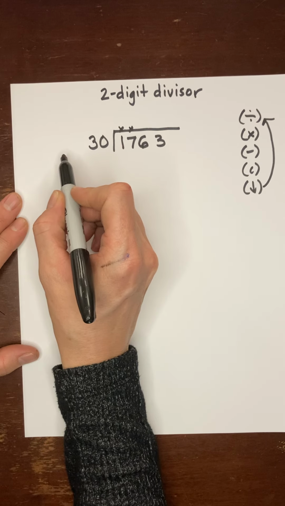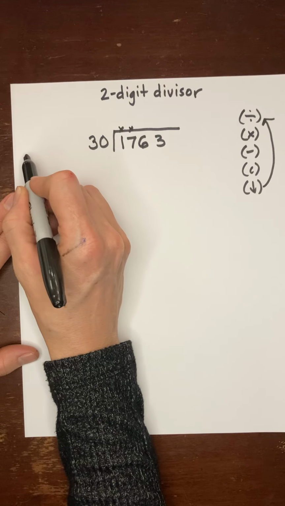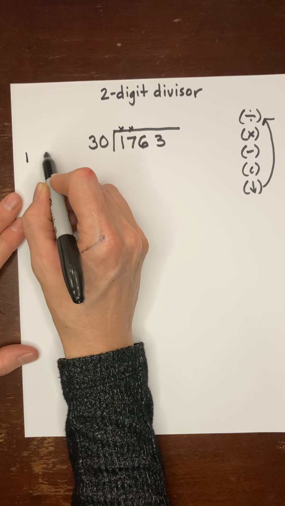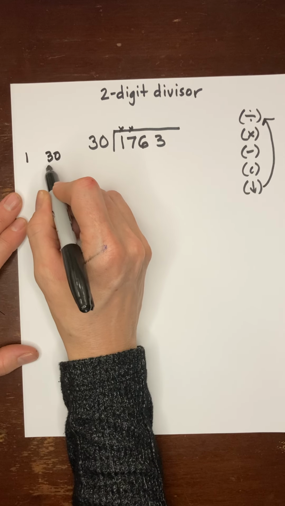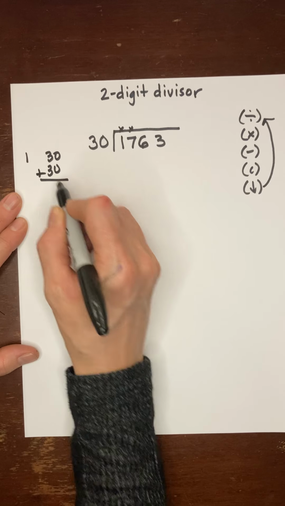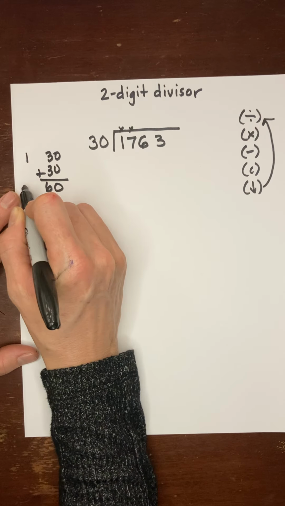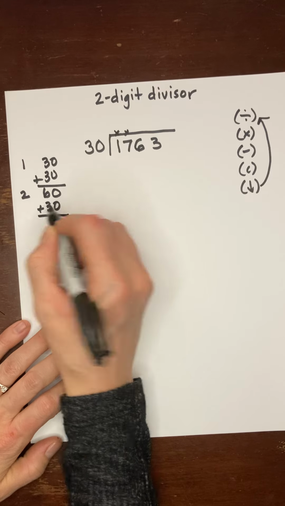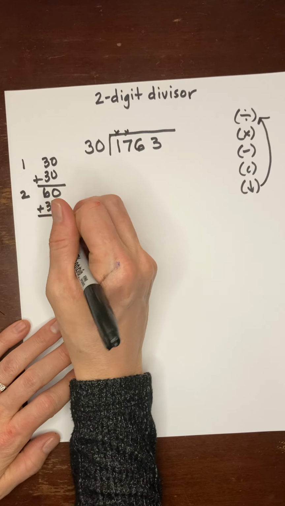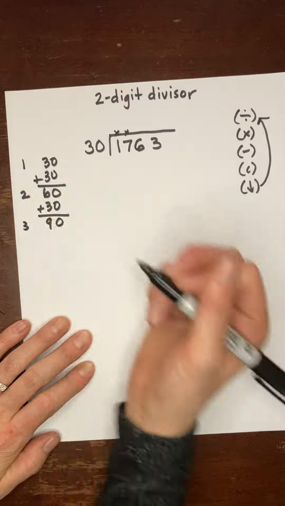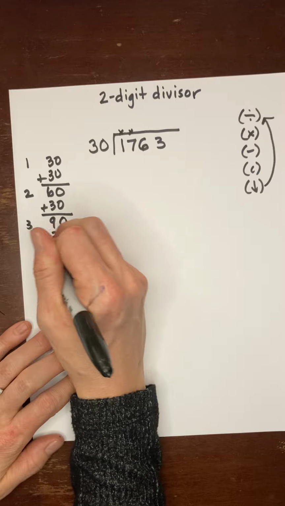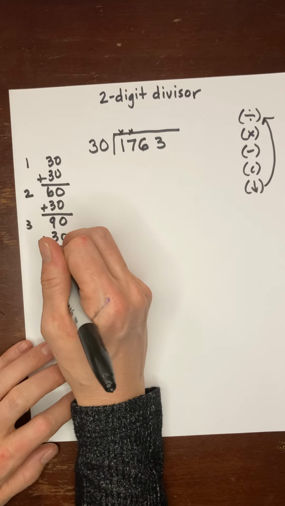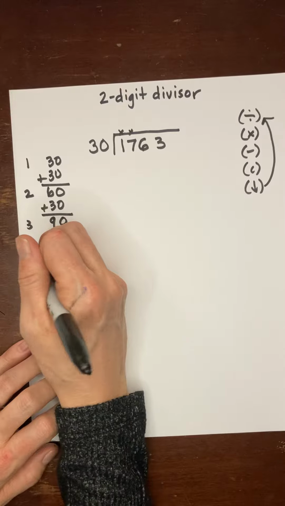Okay, so we're going to write our multiples of 30. So 1 times 30 is 30. Let's add another 30. 0, that's 60. So that's 2 30s. Let's add another 30. Because again, we're trying to get close to 176. That's 3 30s. We have to keep going. 9 plus 3 is 12. That's 4 30s.